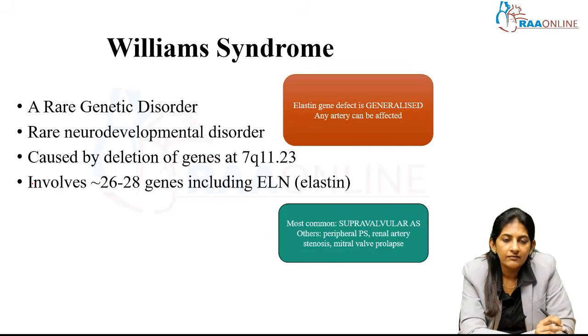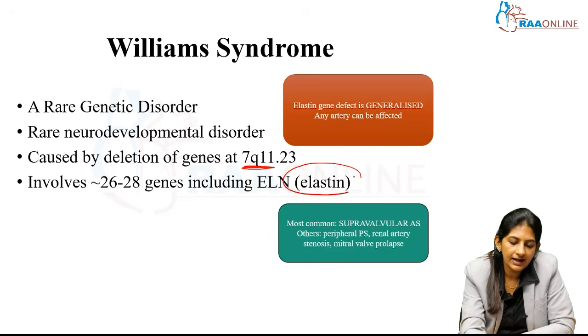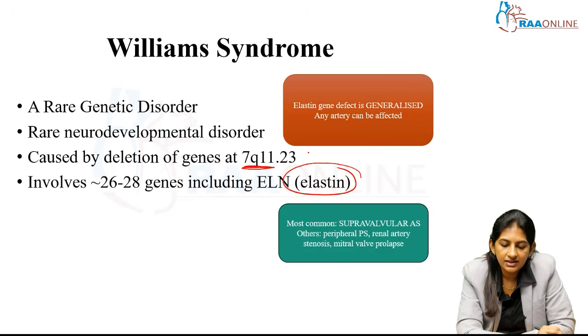So here, in Williams syndrome, the gene deletion happens at chromosome 7q11. Here, the gene which is abnormal is the elastin gene. So elastin is a gene, and the defect is generalized because it is responsible for most of the cardiac and most of the vascular anomalies which we see in Williams syndrome.